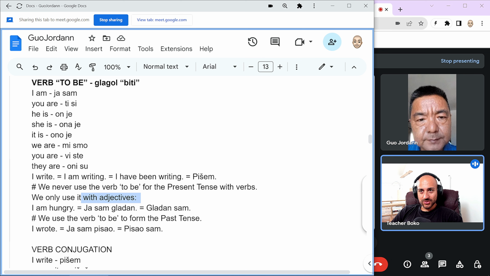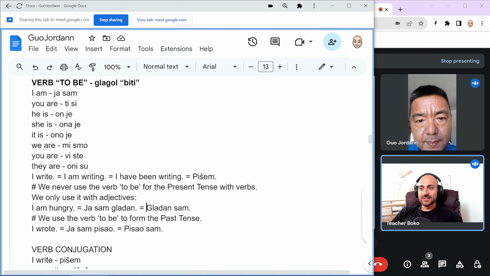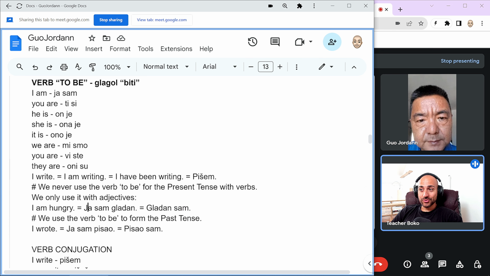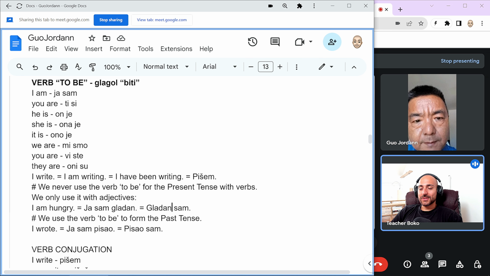So we never use the verb to be for the present tenses with verbs, but we do use it with adjectives. If you say I'm hungry, you say ja sam gladan, or gladan sam. This is actually how we say it because we like to omit the pronouns. We don't really need them because every person has a different form. We just say gladan sam. If you want to say you're hungry, you say gladan si. He's hungry, gladan je. And she's hungry, gladna je, because we changed the form to feminine.